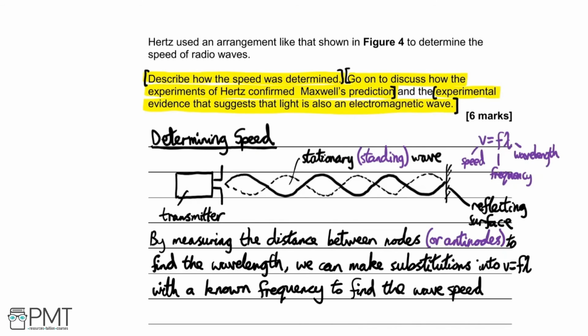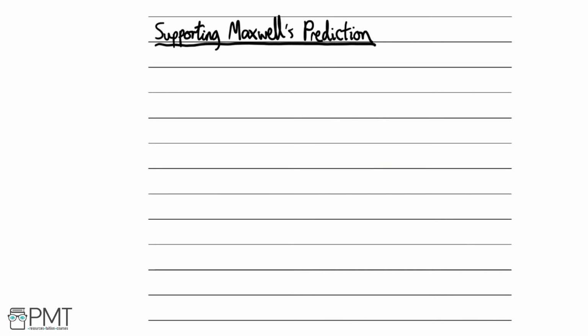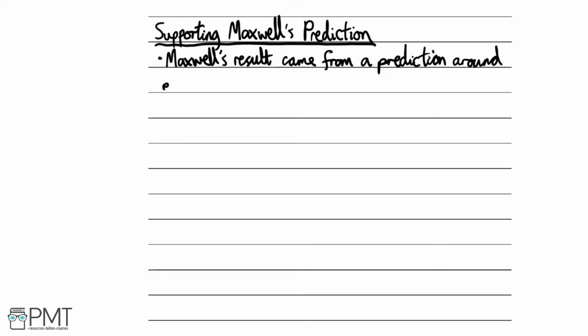So that's going to be our first section. The second section is going to be on supporting Maxwell's prediction. The first point to make is that the result that Maxwell got came from a prediction made around electromagnetic waves.